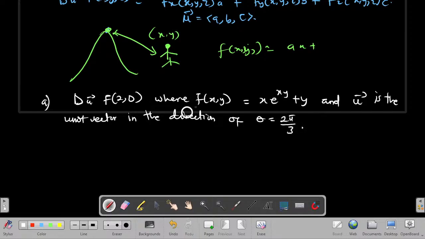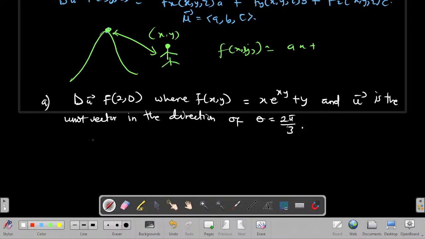So it says that we have a directional derivative at the point (2, 0) where the function is given as x multiplying e to the power xy plus y. And our directional vector is the unit vector in the direction of theta equal to 2 pi over 3. The idea behind directional derivative is that we are going to move along a changing function being directed by a certain vector. It's simply the dot product of a gradient function and a particular vector.